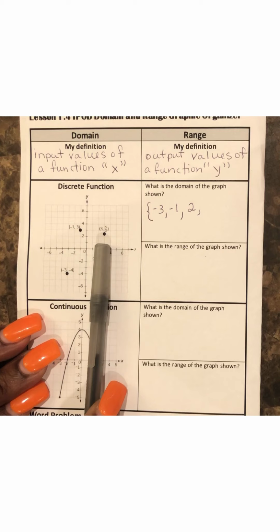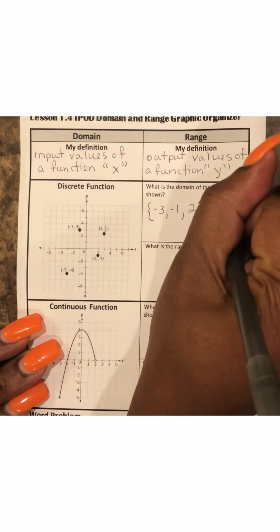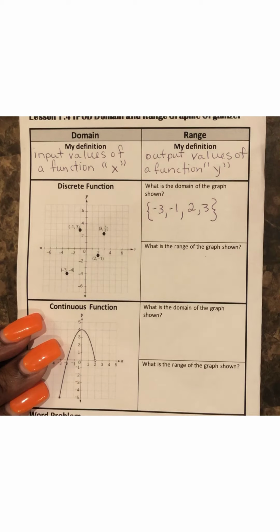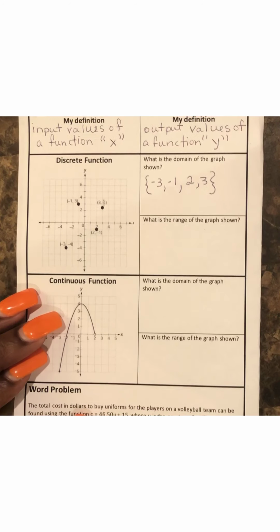And right here, we have 3, 5/2. And remember, the domain is the x value of the function, or the ordered pair, and we have 3. So the domain of this discrete function is going to be -3, -1, 2, and 3.